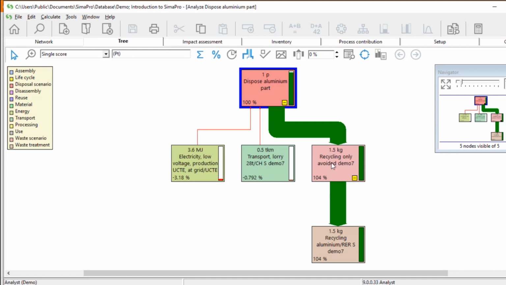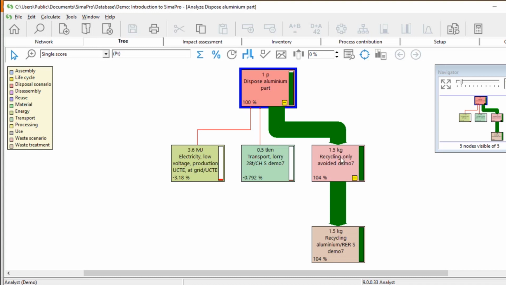Okay, so one thing to understand from here is this represents the positive environmental impact, which is represented in the green bar or the green lines. So recycling only, avoided recycling only, this one is 1.5 kilogram, 1.5 kilogram recycling aluminum. So this is the positive trade-off or the positive impact by the recycling, and this impact we will see in the impact assessment.